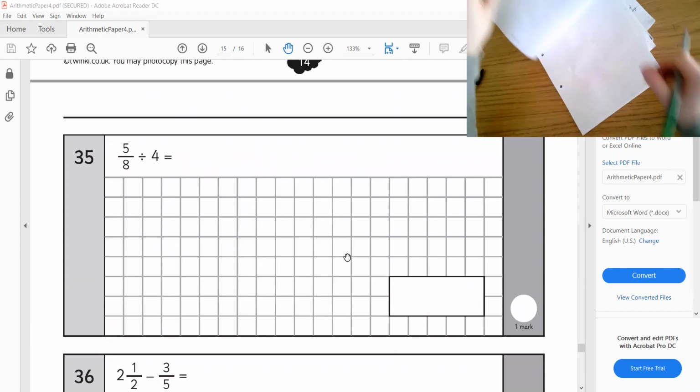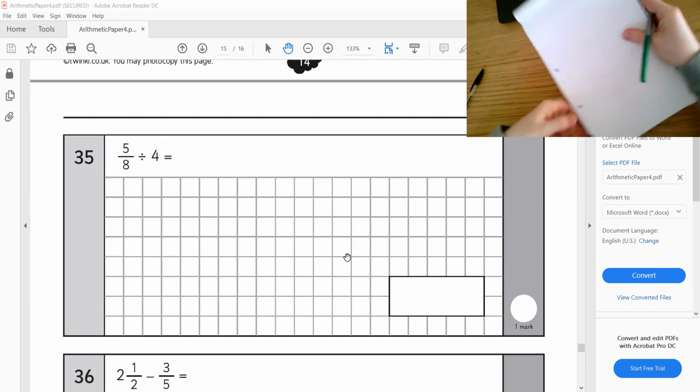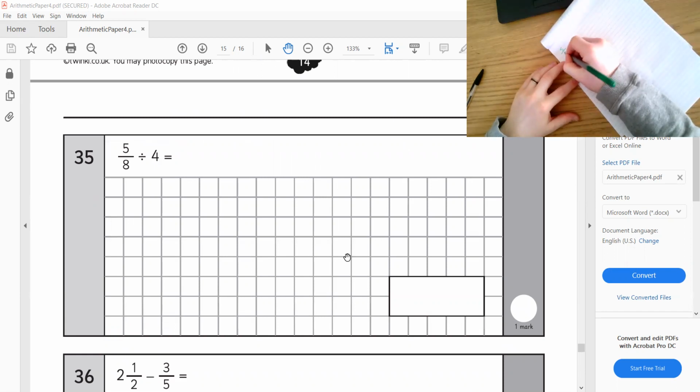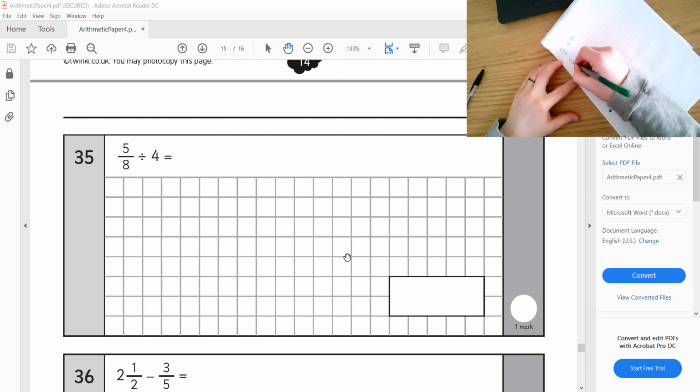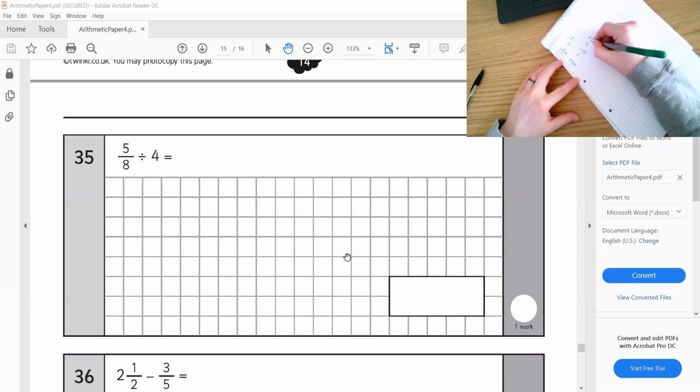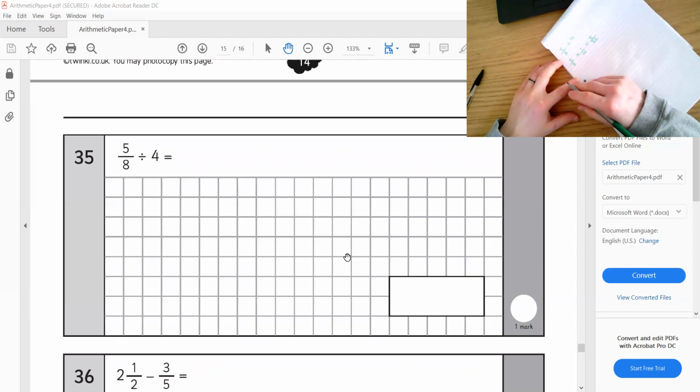The first one is 5/8 divided by 4. Keep it. 5/8. Change it. Flip it. 5 times 1 is 5. 8 times 4 is 32. And 5 is a prime number, so that's as easy as it's going to get for me.